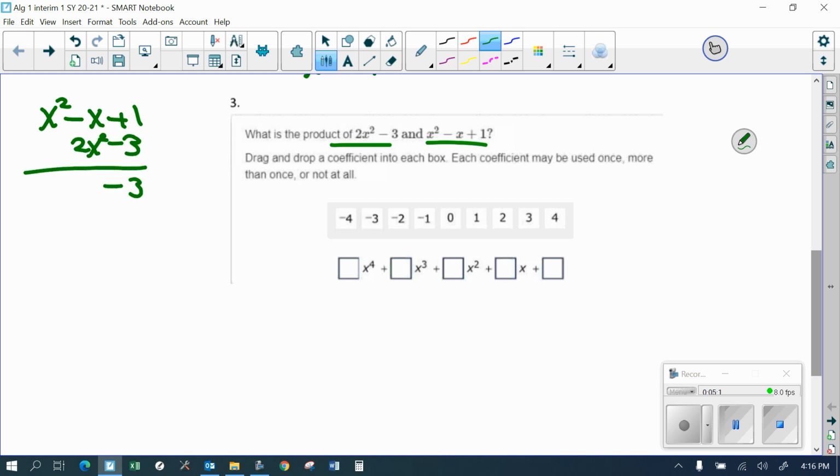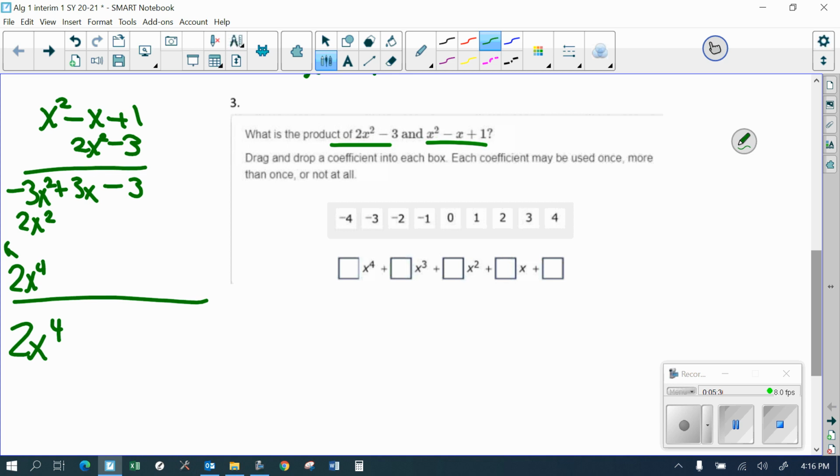So I have negative 3 plus 3x minus 3x squared. I have 2x squared times 1 is 2x squared. I have to line it up on the x squareds. Then I have 2x squared times x squared is 2x to the fourth. I can't get that over there. So I have 2x to the fourth. Negative 3 plus 2 is negative 1x squared plus 3x minus 3.